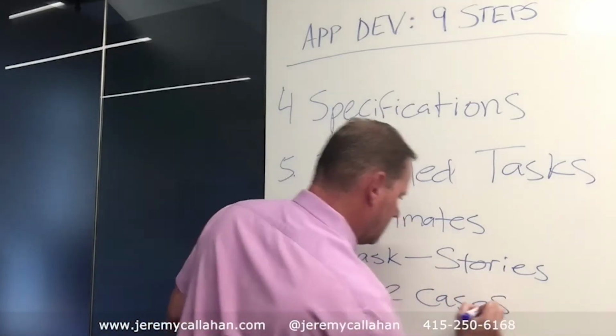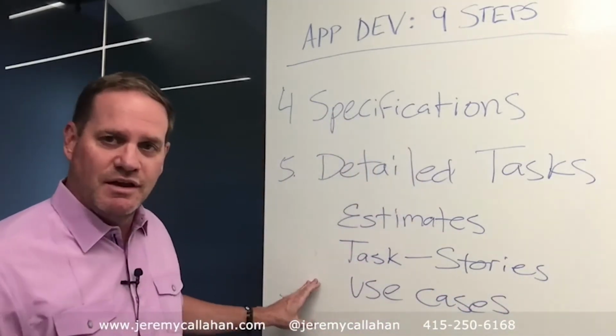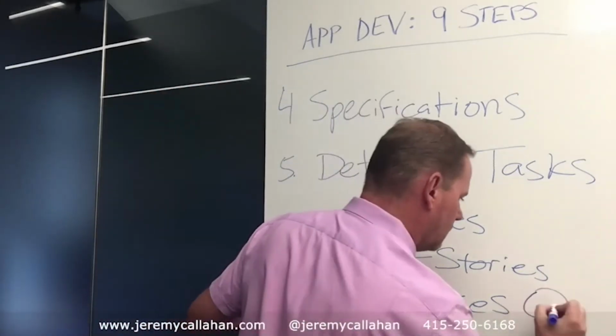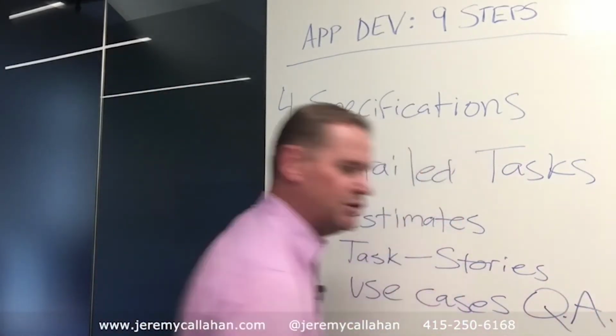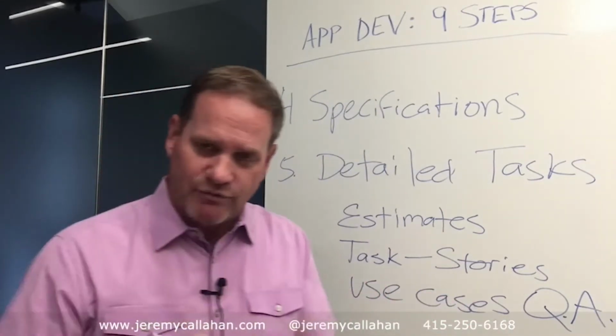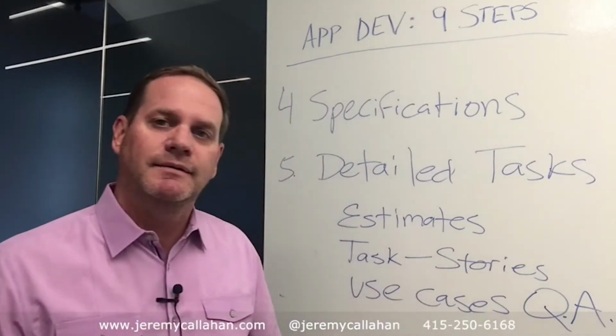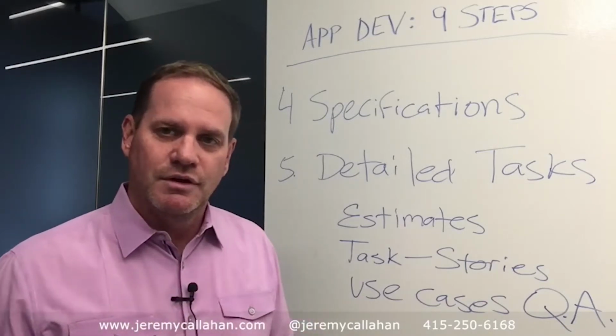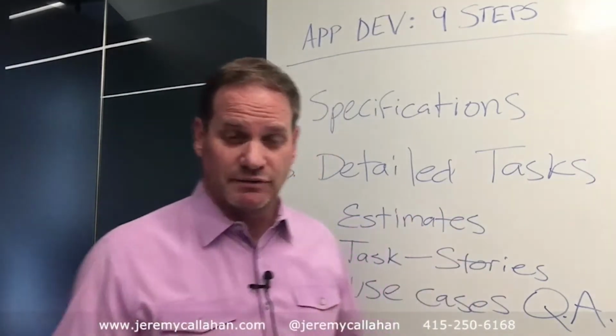Okay, so we want use cases. This is ultimately what we're going to QA against. This is what our QA people, right? So you might have a site like, let's say you have Uber. Uber has riders and drivers. So those are two separate use cases.